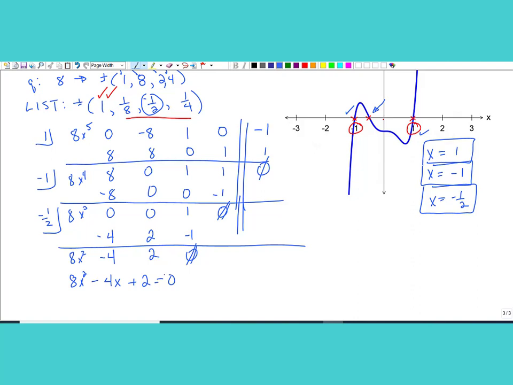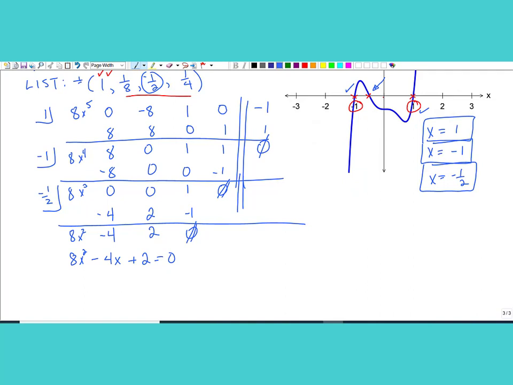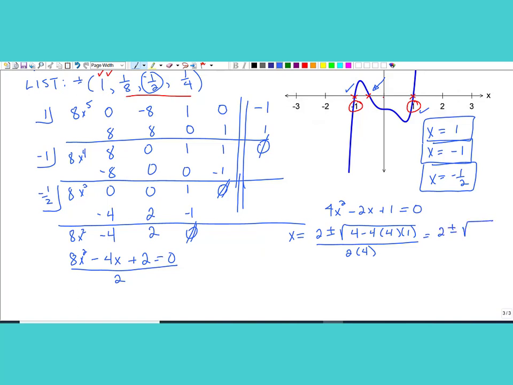But this is going to be kind of interesting. I also, again, see that these are all divisible by 2, so I want to reduce that just to make the number smaller. So I have 4x squared minus 2x plus 1, using the quadratic formula. Four minus 16 is -12.